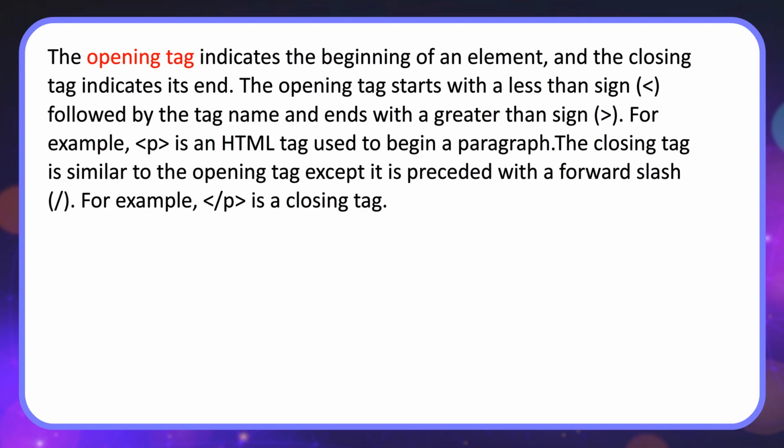The opening tag indicates the beginning of an element, and the closing tag indicates its end. The opening tag starts with a less than sign, <, followed by the tag name and ends with a greater than sign, >. For example, <p> is an HTML tag used to begin a paragraph. The closing tag is similar to the opening tag except it is preceded with a forward slash. For example, </p> is a closing tag.